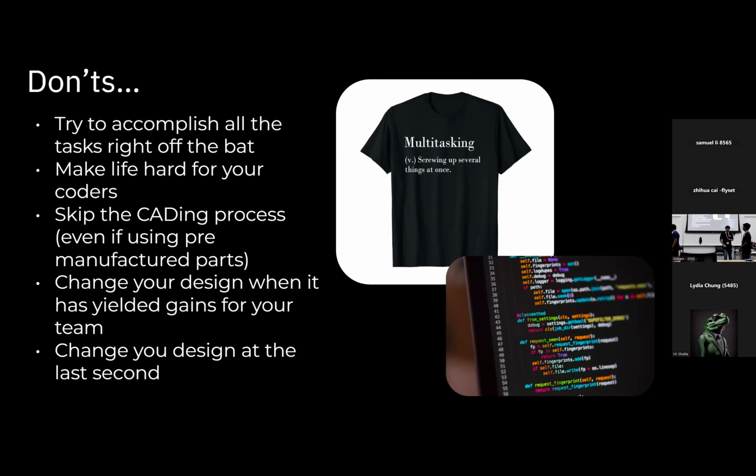Don't skip the CADing process. It's very crucial. The freshman team did that a little bit, and we ran into a bunch of mechanical errors. And make sure you don't change your design when it has yielded you a lot of points, right? One of the mistakes the sophomores made was they changed the design for the UIL State Championship, but unfortunately it had a slight flaw, and so it wasn't able to perform as well as they did on the test match, on the practice field at school. And then don't change your design at the last second. If you do so, then there are going to be unforeseen errors that you won't be able to fix at the match.